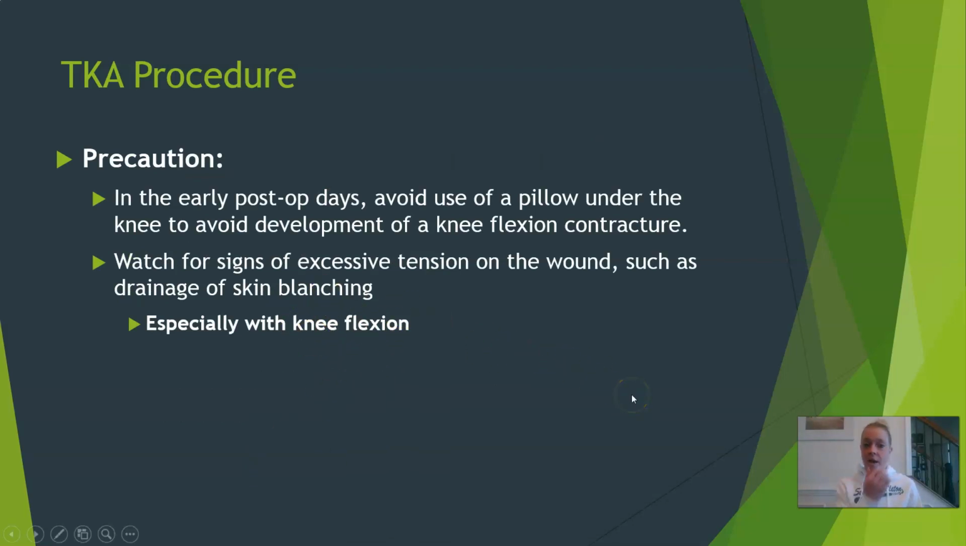Again, early on, try to avoid using a pillow under the knee to avoid that knee flexion contracture from developing. Watch for wound care techniques, make sure that the wound is healing properly. They are going to have an open incision on the anterior aspect of the knee. It's typically closed with staples, and those are usually removed about 7 to 10 days after surgery. So do watch that too.